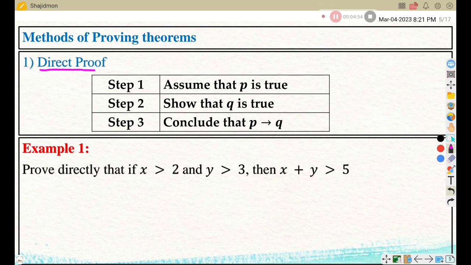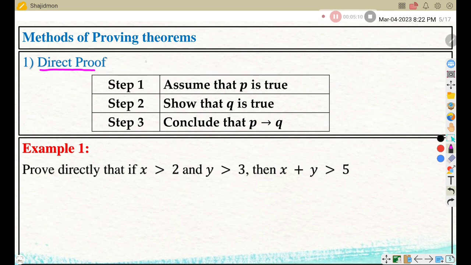So we will go to the direct proof method here. What are we doing in the direct proof method? How can we prove a theorem directly? That is what we are discussing here. So what are the steps?